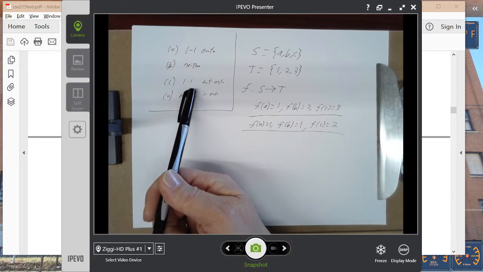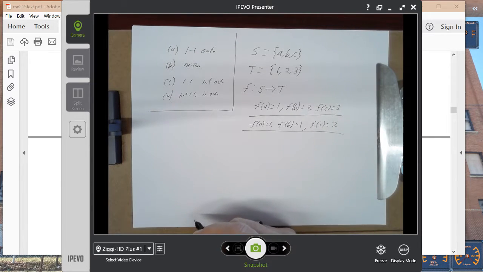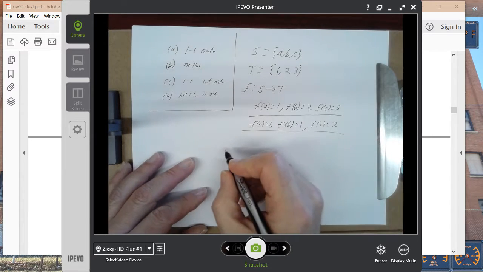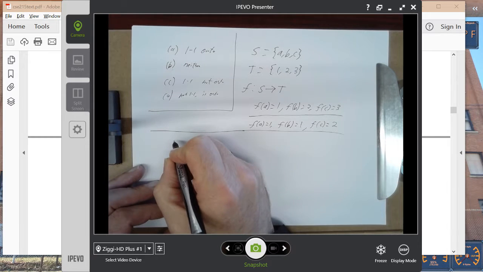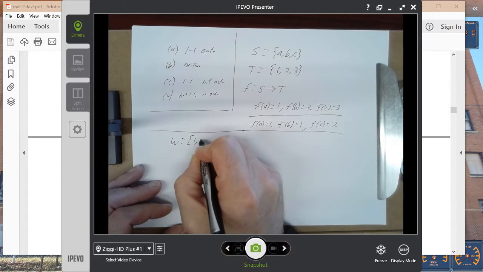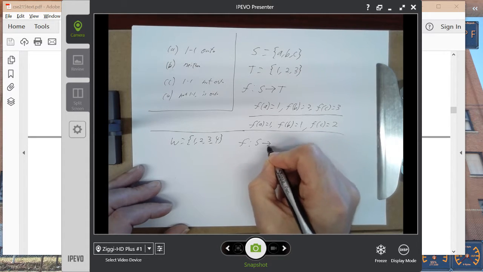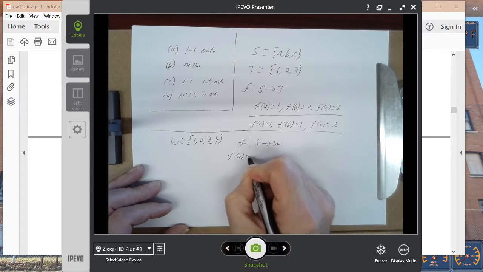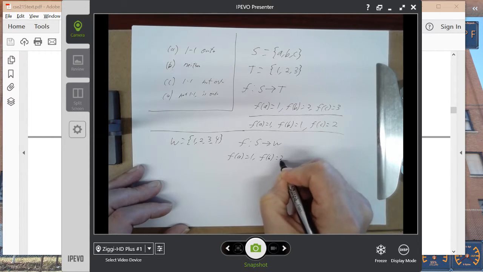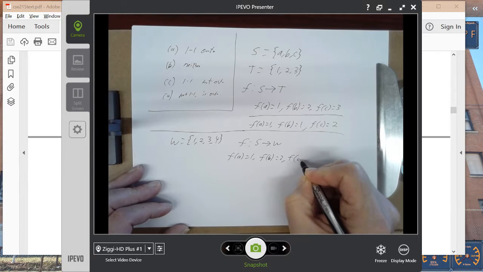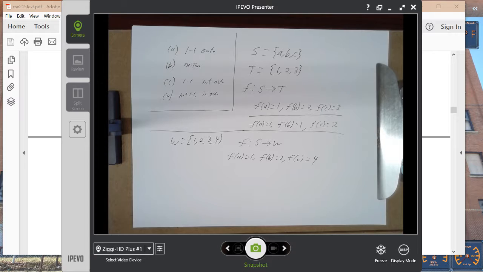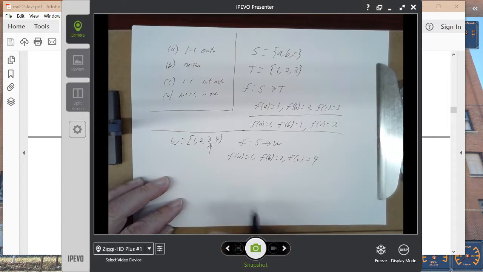So can we make something that's 1-to-1 but not onto? Well, it turns out in this case we can't. But suppose we set T equal to, so let's set W equal 1, 2, 3, 4. And let's have f go from S to W. Okay, that's still injective, right? Because different elements of S go to different elements of W. But it's not surjective because nothing's mapping to 3.